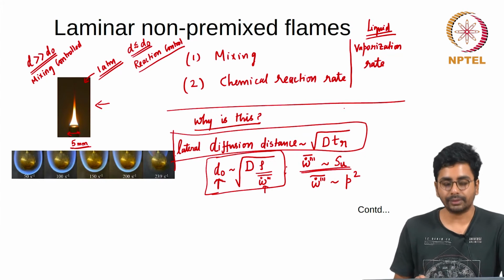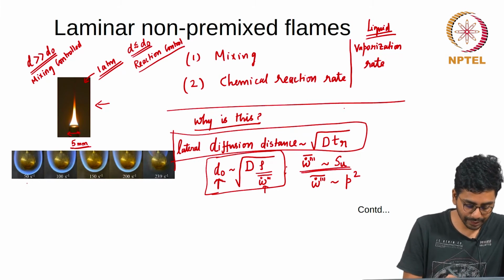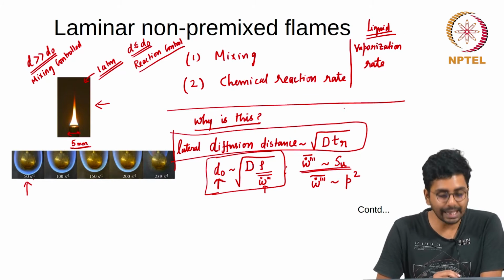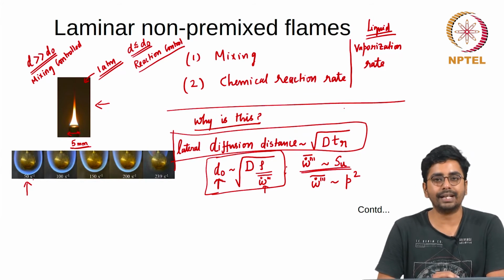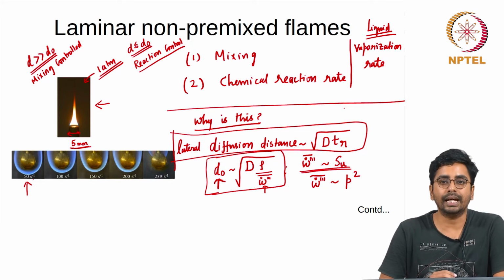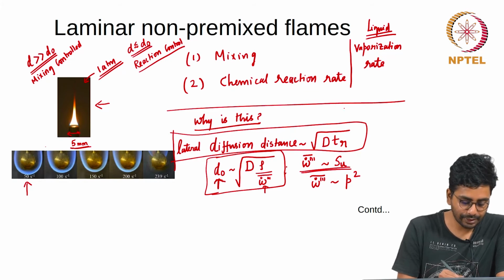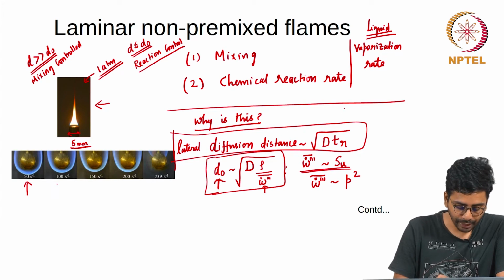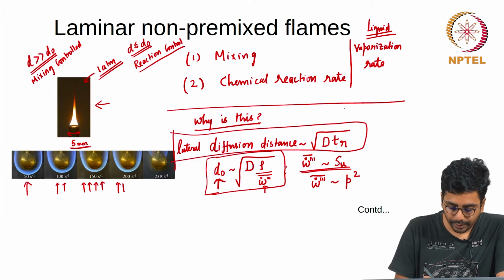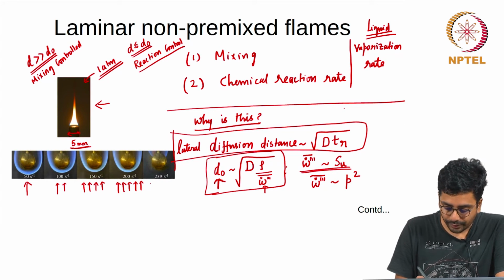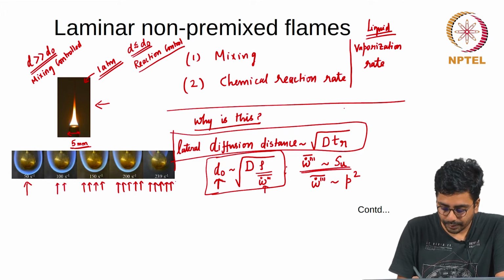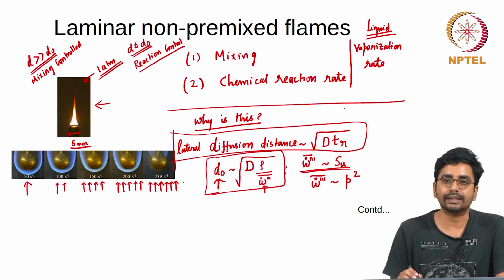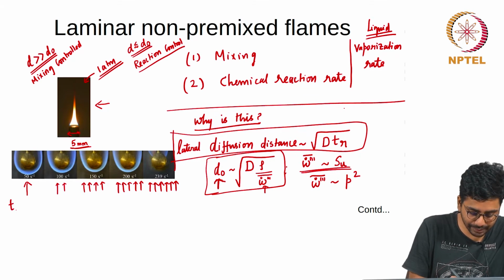Here I have shown another example that we discussed in class. Methane fuel is issuing out of the cylinder and air is flowing past the cylinder from the bottom. When the airflow rates are low, we have this nice blue envelope flame, which is mixing controlled. As the airflow rate is slowly increased, the time for mixing, T mixing, is much greater than T reaction.